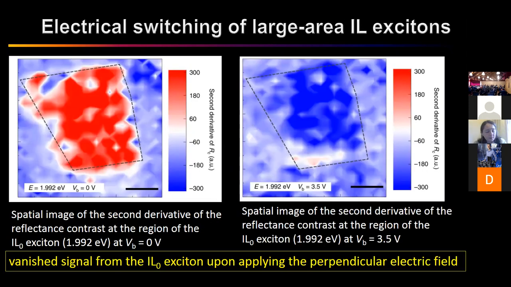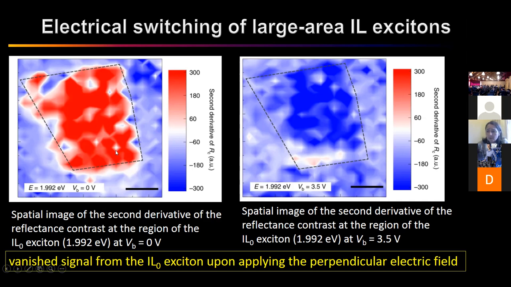Okay, so finally, we demonstrate that the electric field response of the interlayer exciton takes place over the whole area of the device. For this, we perform high resolution spatial maps of the second derivative of differential reflectivity at the energy corresponding to the IL0 excitons, that is 1.992 electron volts. This is at zero bias voltage, and this map shows 3.5 volts bias voltage.